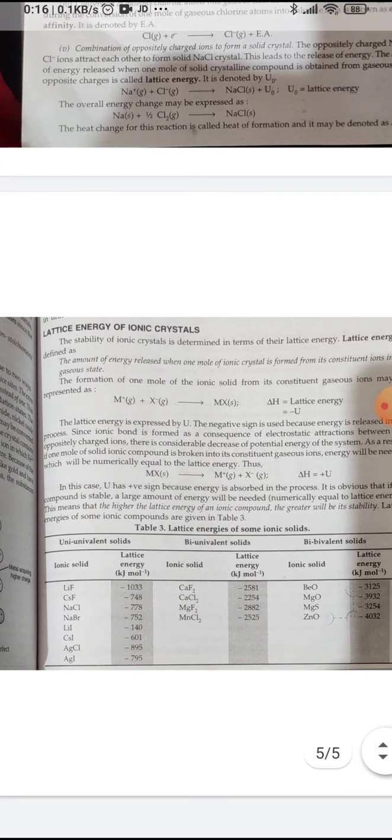Good morning. Today we will study the lattice energy of ionic crystals. The stability of ionic crystals is determined in terms of their lattice energy. Lattice energy is defined as the amount of energy released when 1 mole of ionic crystal is formed from its constituent ions in the gaseous state.